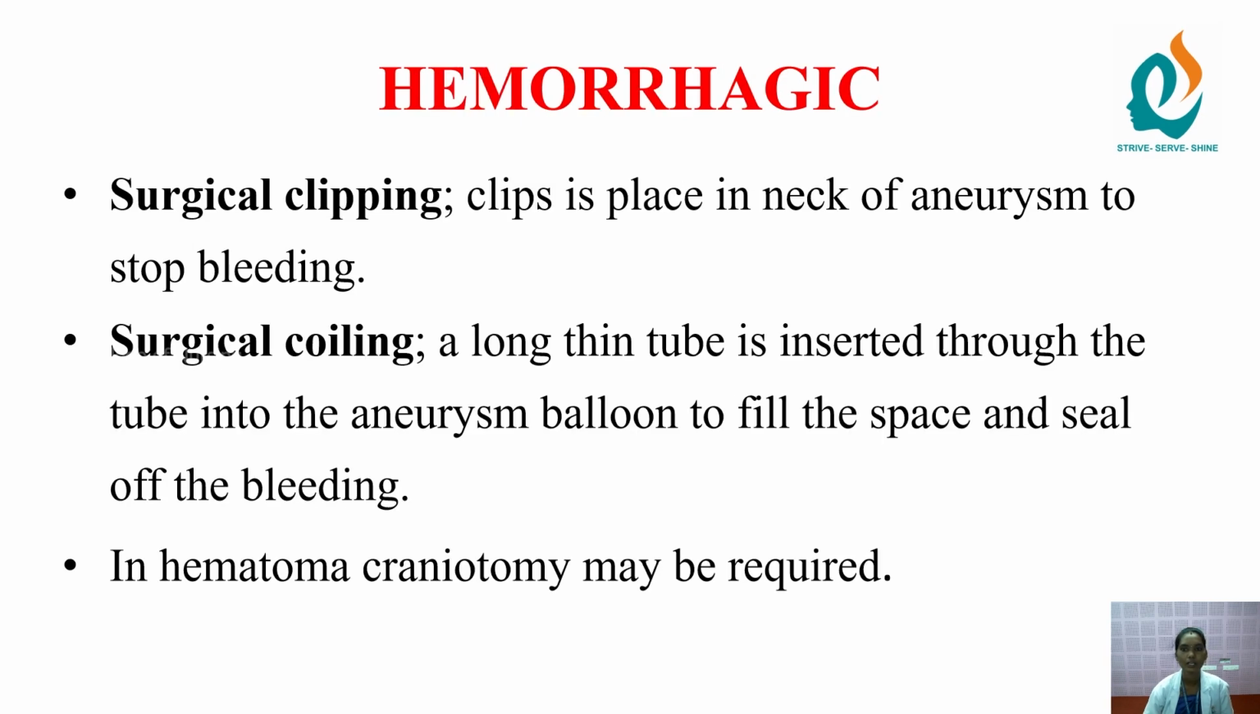And next is the hemorrhagic stroke surgical management: surgical clipping and surgical coiling. Surgical clipping means a clip is placed on the neck of the aneurysm to stop bleeding. Next is surgical coiling. A long thin tube is inserted into the aneurysm to fill the space and seal off the bleeding. And next, in hematoma, craniotomy may be required.